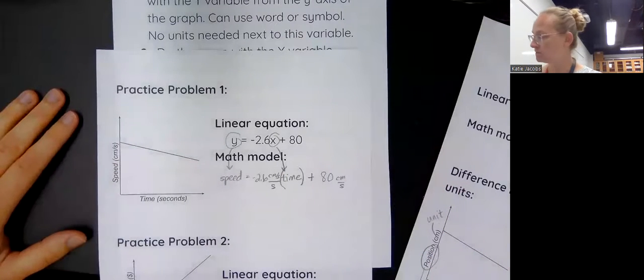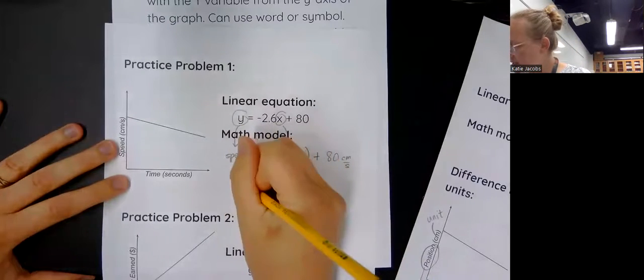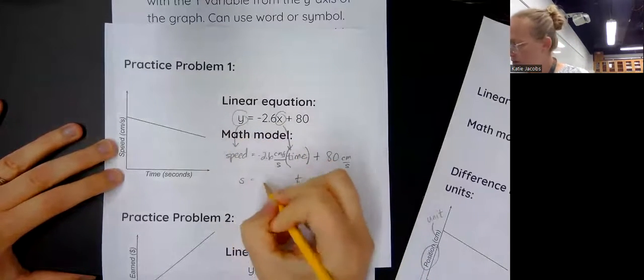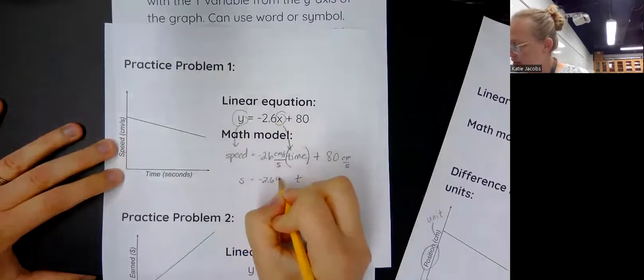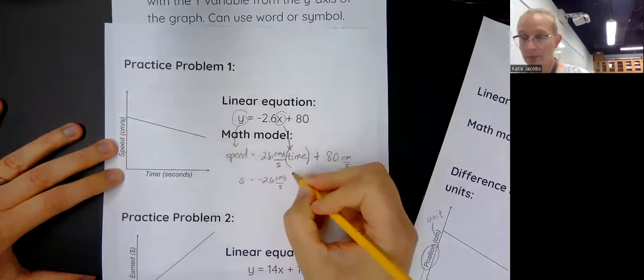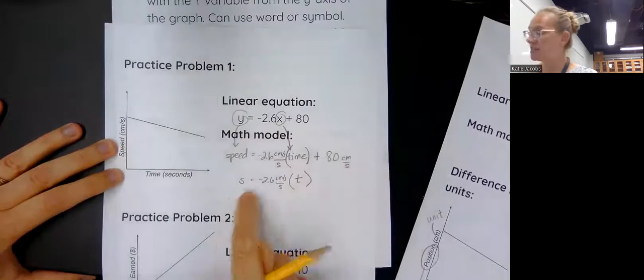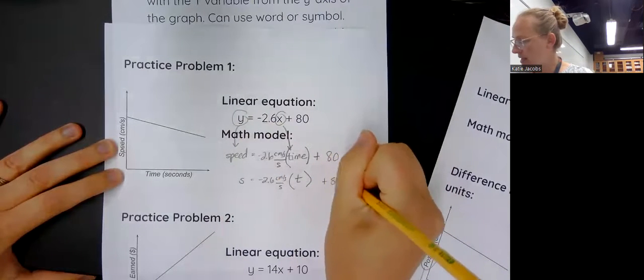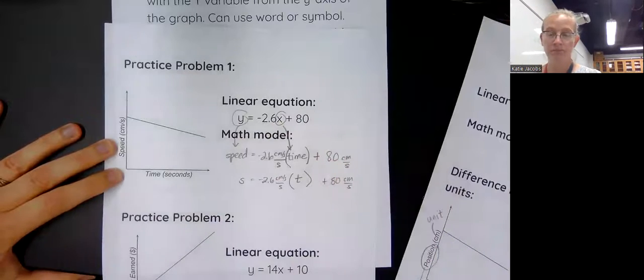Okay. You can also replace speed and time with symbols. So this would be an acceptable answer as well. Negative 2.6 centimeters per second, S and T for speed and time, plus 80 centimeters per second. Okay.